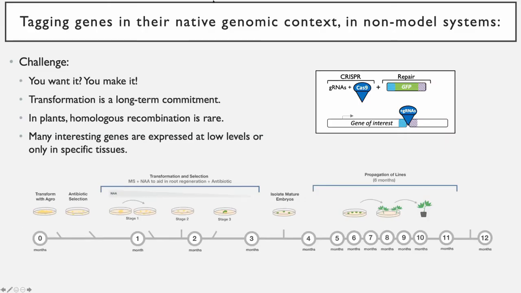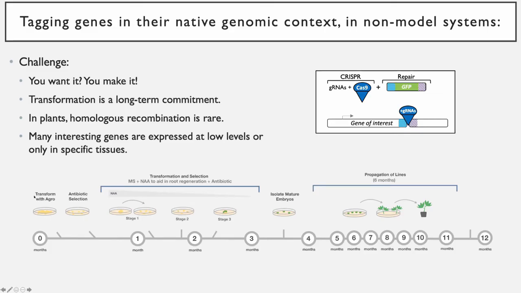So I'm going to tell you about a tool that we developed recently that allows us to work with non-model systems. Specifically, in this case, what we are interested in doing is tagging genes in their native genomic context. We wanted to use CRISPR-Cas9 and repair templates to do this. But the challenge with working with non-model organisms, for example, cassava, one of the plants that I work on, is that there aren't a lot of tools available. If you want it, you have to make it.